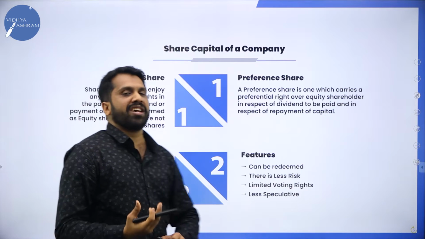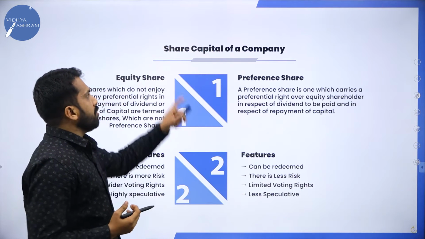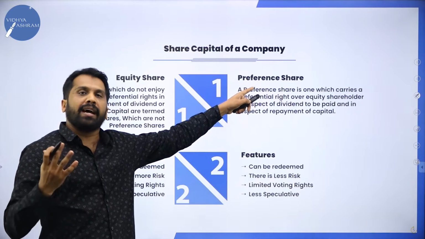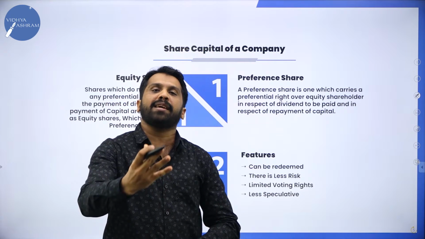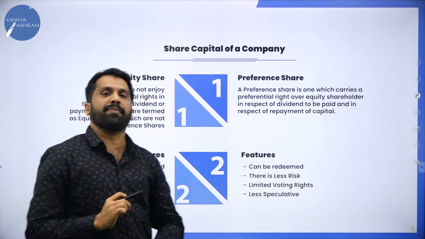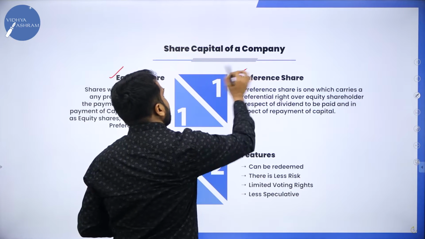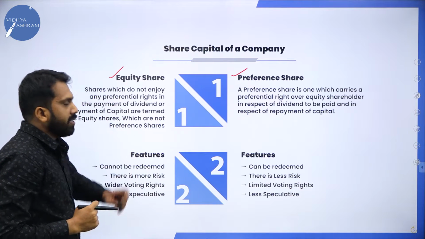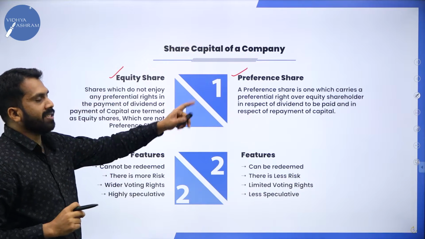Next part is share capital of a company. So, you understood what is share and what is capital. What is share capital? And also you understood what is a company. Now, how many types are there in share capital? The major types are equity as well as preference shares. Again, this is your 1 mark question. What are equity shares and what are preference shares?